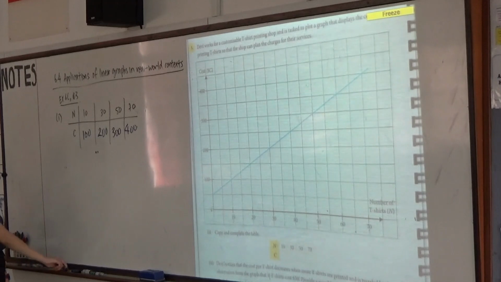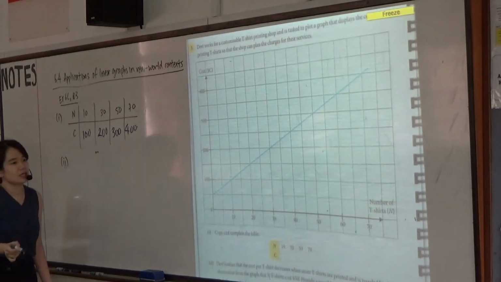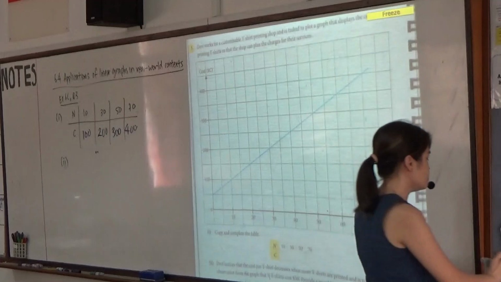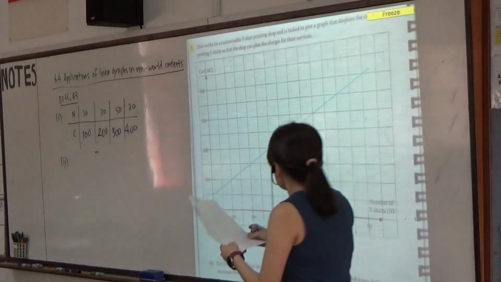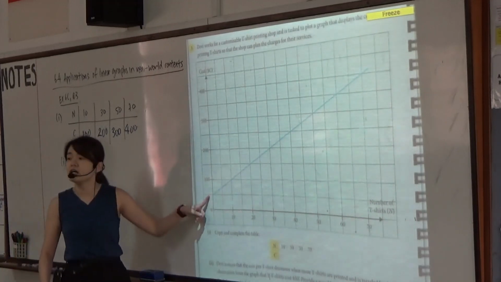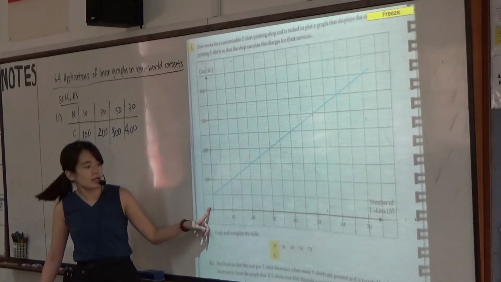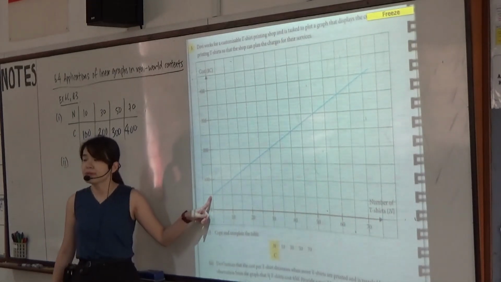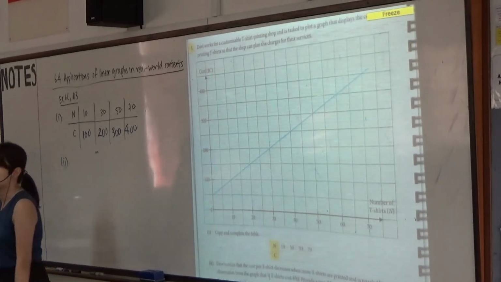Next, we look at part 2. For part 2, the question says that Debbie notices that the cost per t-shirt decreases when more t-shirts are printed and is puzzled by the observation from the graph that 0 t-shirts cost $50. So we see that over here, when there are no t-shirts being printed, it is actually $50 itself.